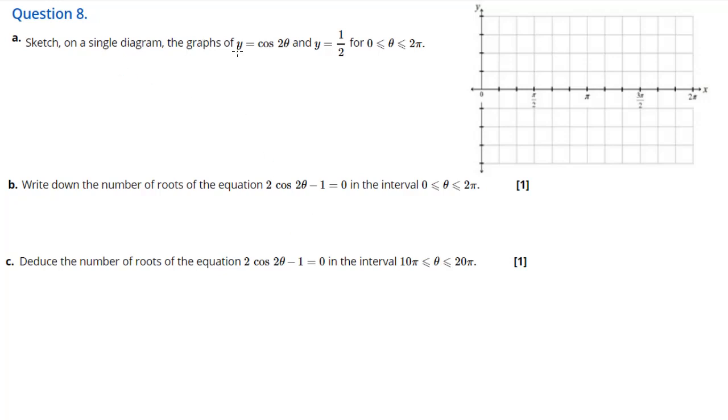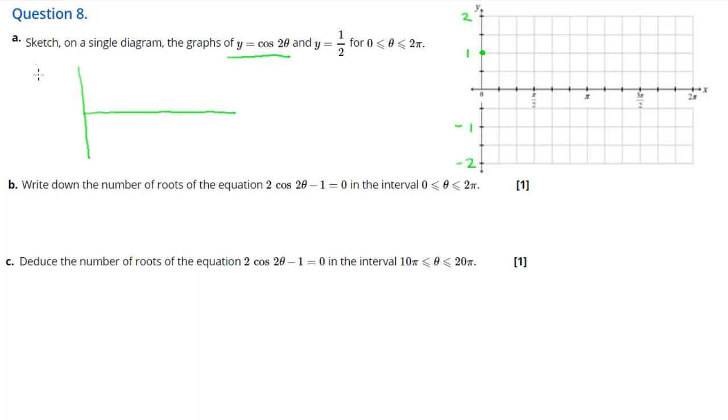Question number 8. It says do a sketch, single diagram of the graphs y equals cosine 2 theta and y equals 1/2. So what I'm going to do is make this a scale 1 and 2 here. If I'm going to graph cosine, let's think about that. This has got a frequency of 2.